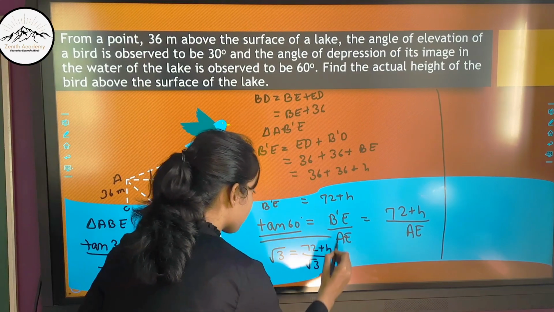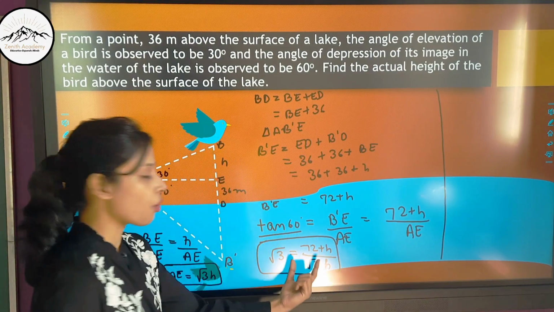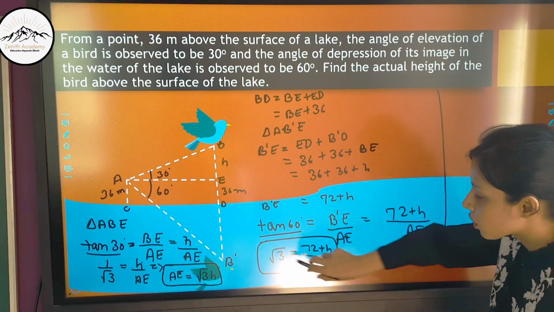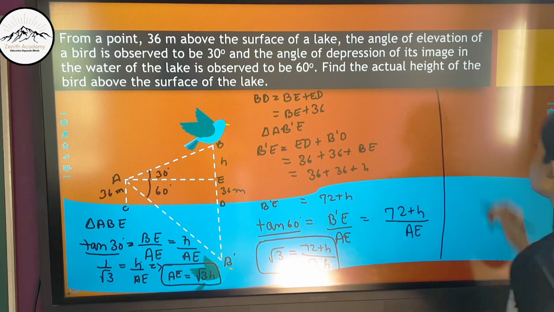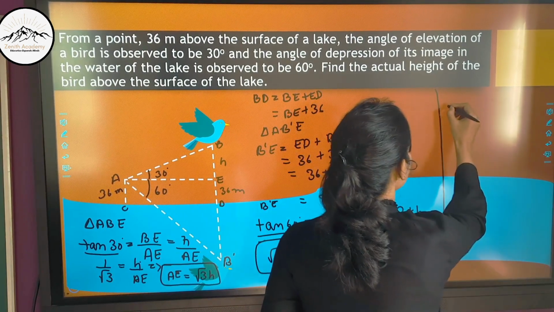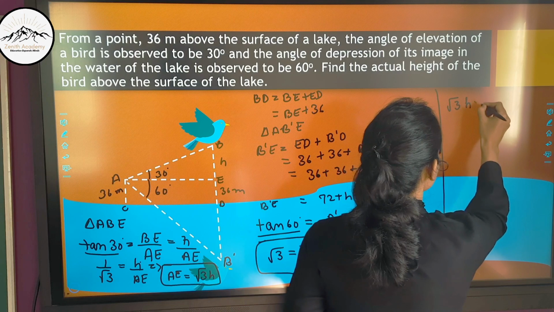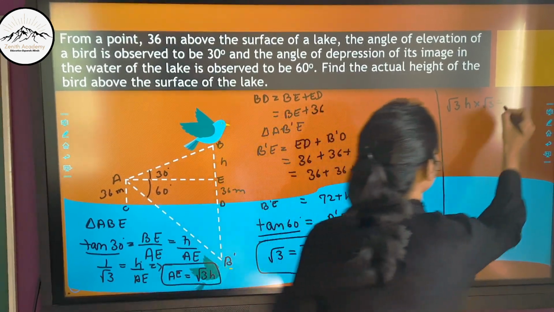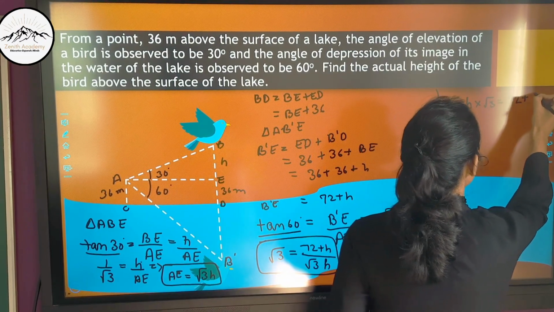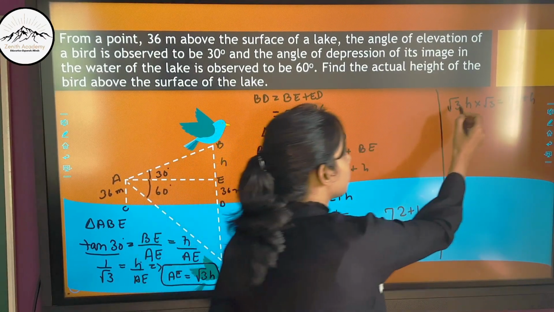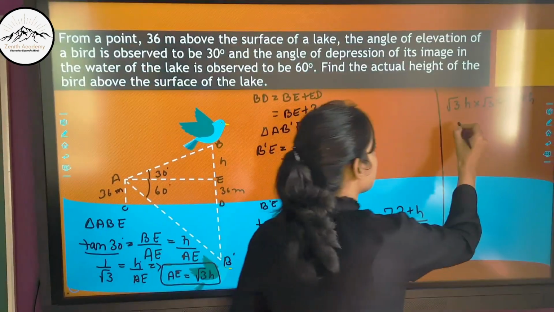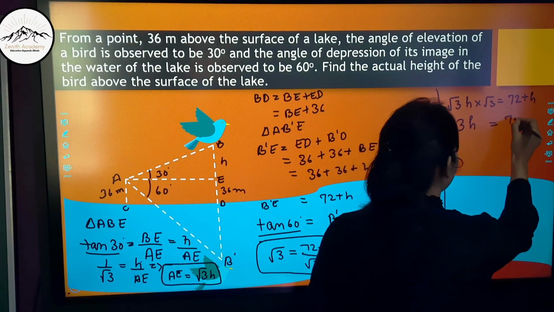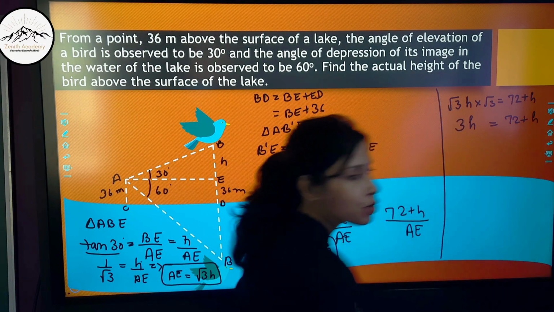So now we need to solve this. Now this is just solving. What we need to do? Cross multiply. So root 3H into root 3 is equal to 72 plus H. What is root 3 into root 3? It will give us the whole number 3. 3H is equal to 72 plus H.